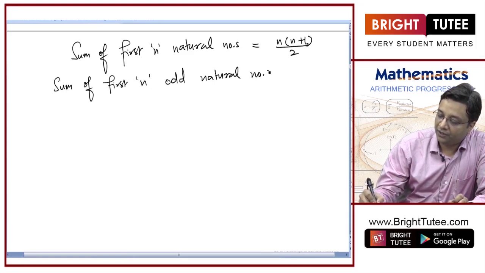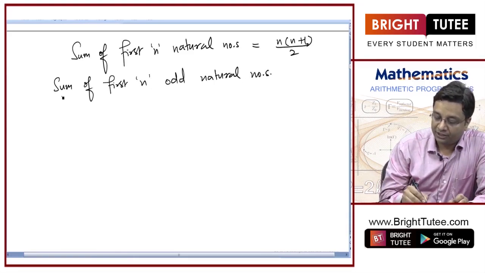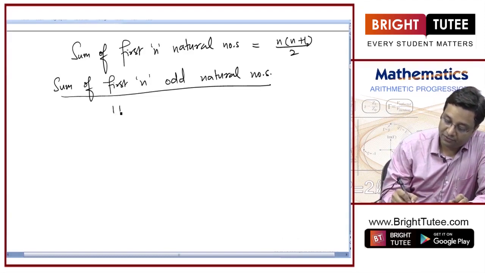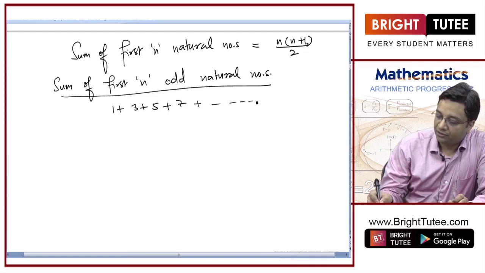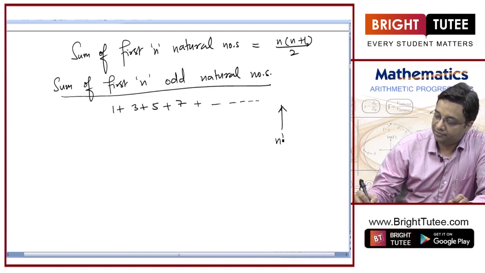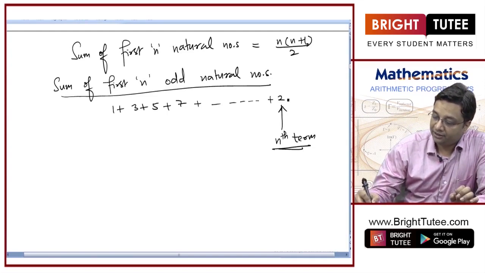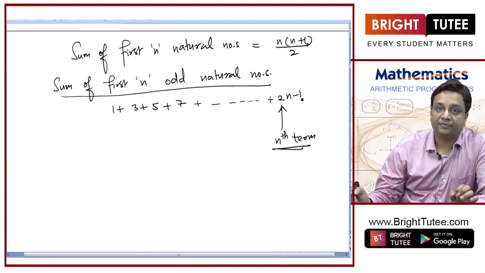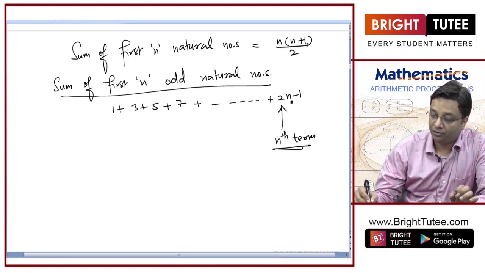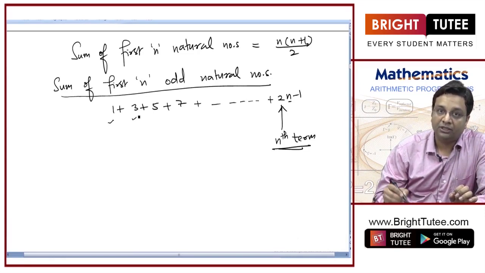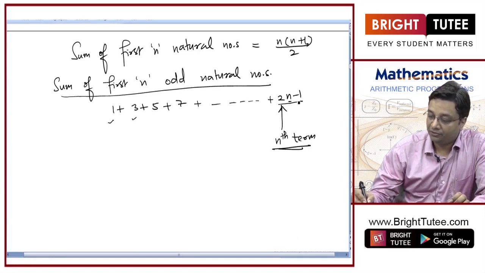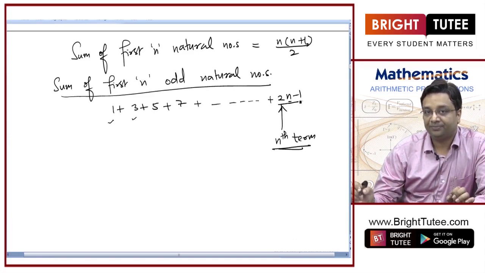This will also be useful while solving the questions. Sum of first n odd natural numbers will be 1 plus 3 plus 5 plus 7 plus, what will be the nth term? The nth term here will be 2n minus 1, right? Because if you put n equal to 1 here, it will give you 1. If you put n equal to 2 here, it will give you 3. So the nth term of this AP will be 2n minus 1.